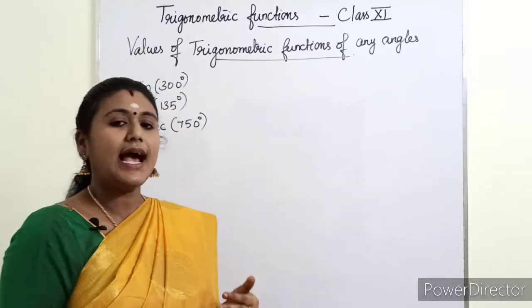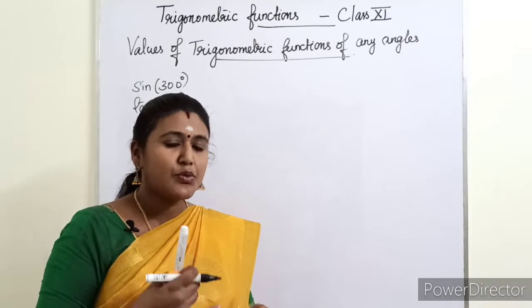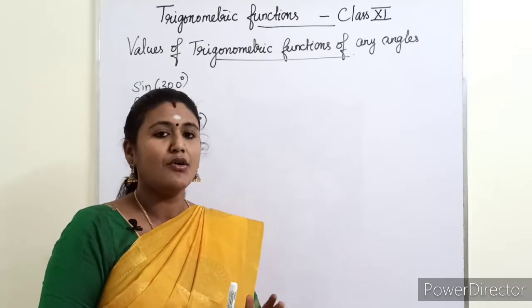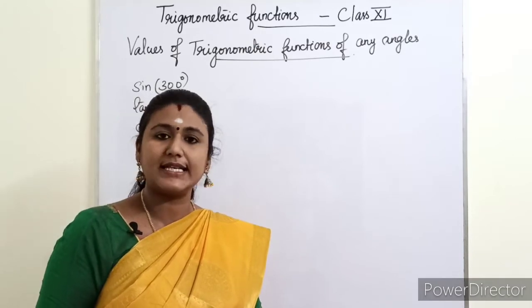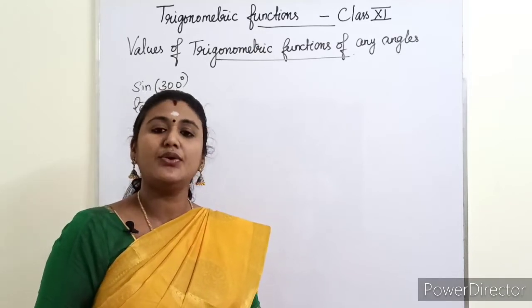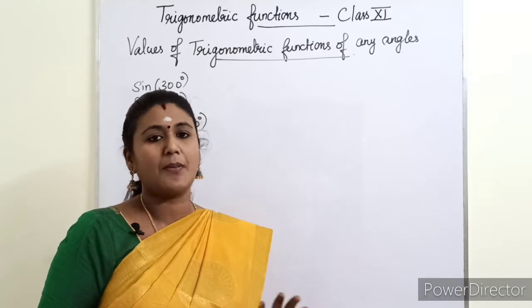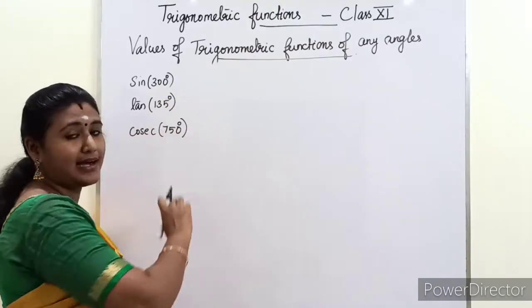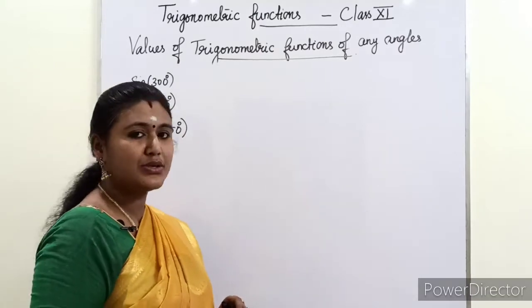So in class 10 you have already studied up to acute angles. You know all the values for 30 degree, 45 degree, 60 degree and 90 degree. You know the values of trigonometric functions. The values of trigonometric functions of these angles, how to do? So we are going to see that.